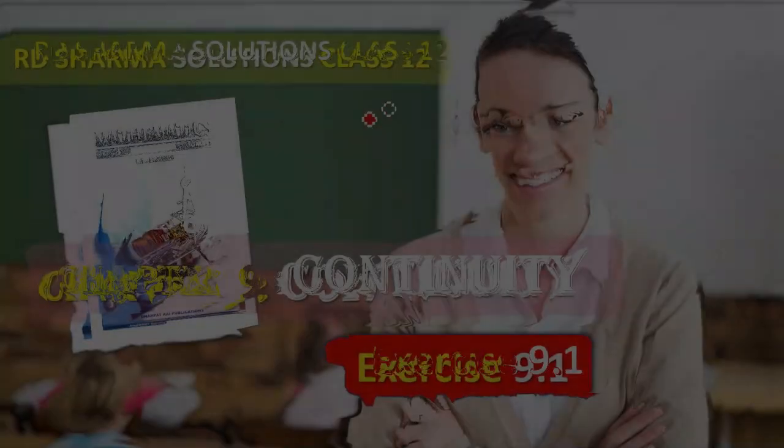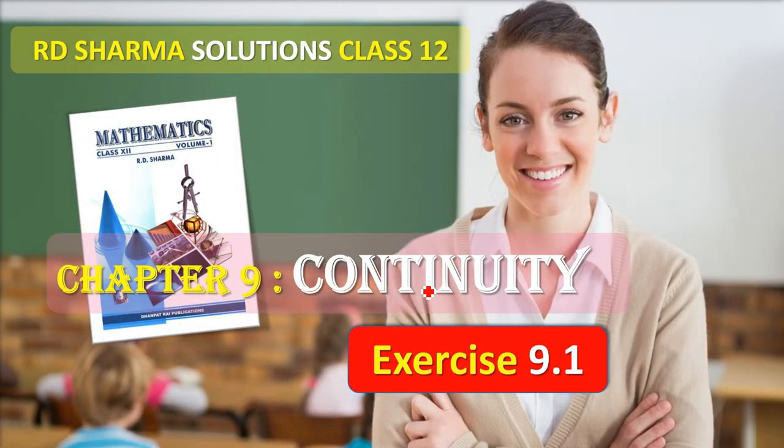This is R.D. Sharma solution, class 12th, chapter 9. Continuity, exercise 9.1.